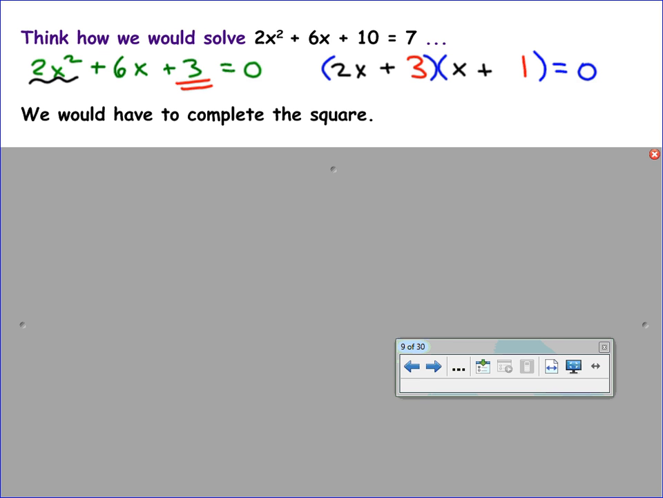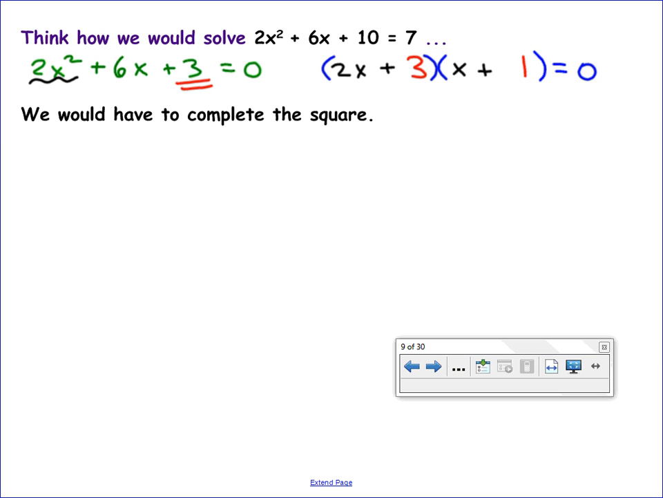However, in order to complete the square, we need all the x's on one side and everything else on the other with a leading coefficient of 1. So what would we do? Well, we'd go ahead and subtract that 3 right back over. We'd subtract 3 over now to get the x's on one side and everything else on the other.